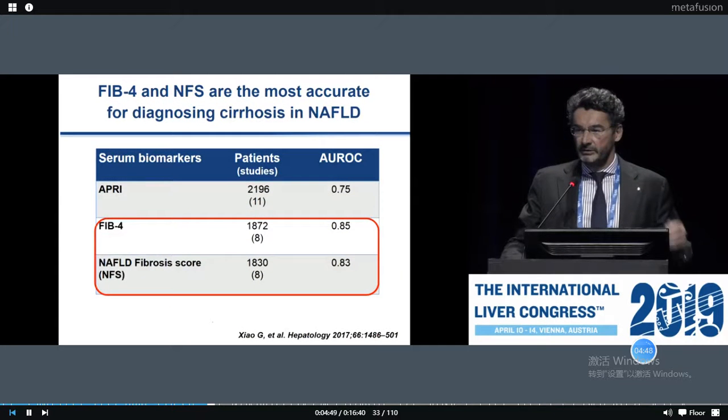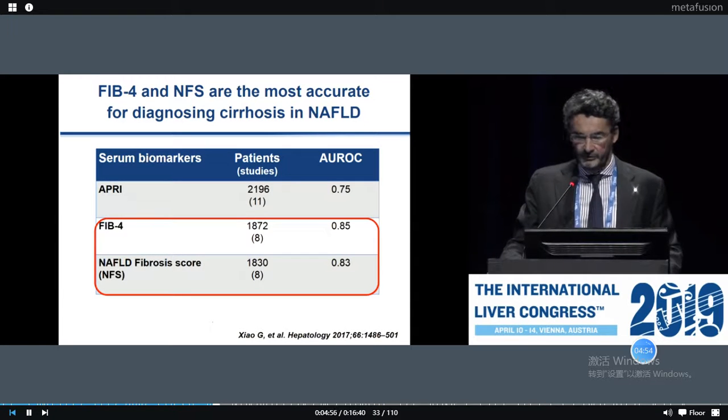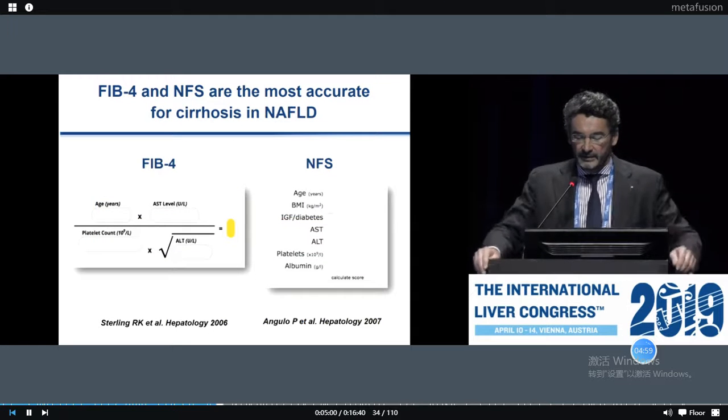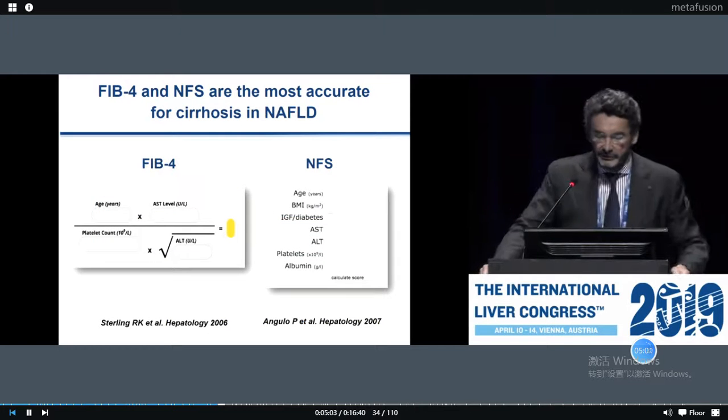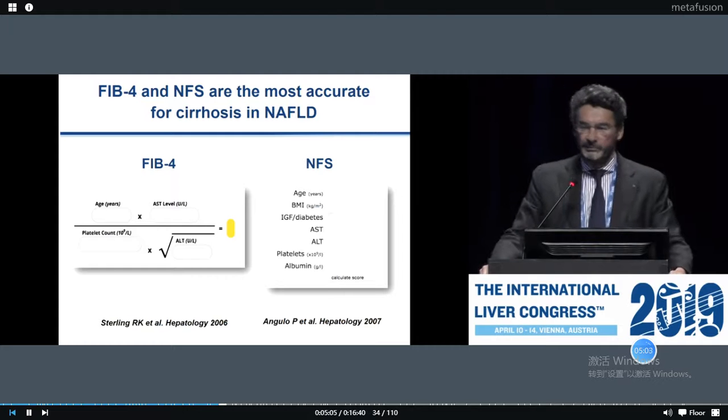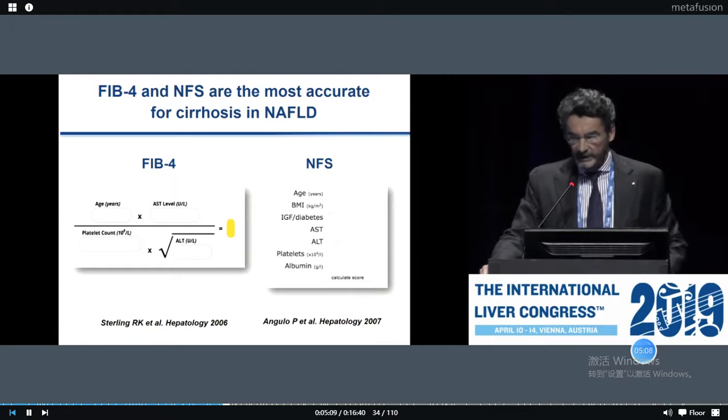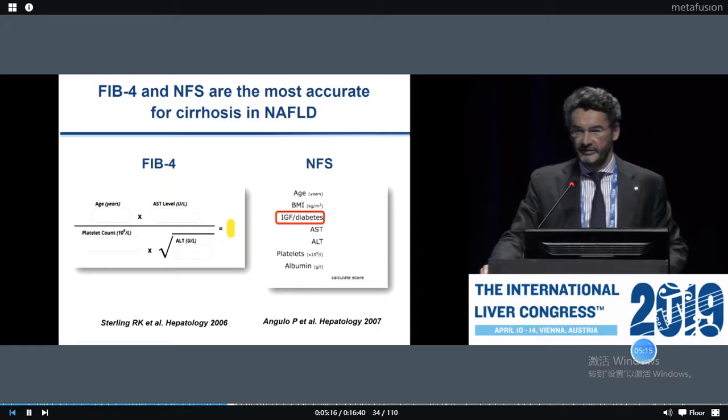Now, if we go back to our case, NAFLD, this is a meta-analysis on APRI, FIB4 and NAFLD fibrosis score, and the two latter are the most accurate and validated. I would like to emphasize that FIB4, for those who are not familiar, is age, platelet count, transaminase, widely available in the primary health care clinic. NAFLD fibrosis score is a bit more tricky. You need to know about diabetes or glycemia and albumin, which is not commonly performed in primary health care.